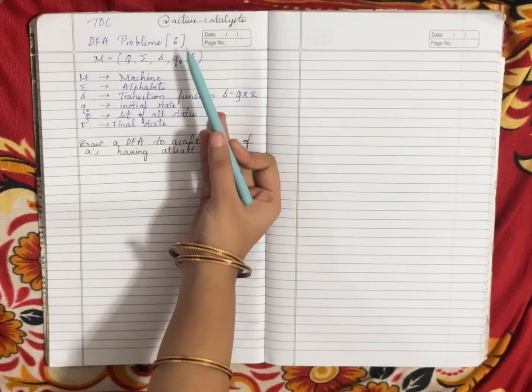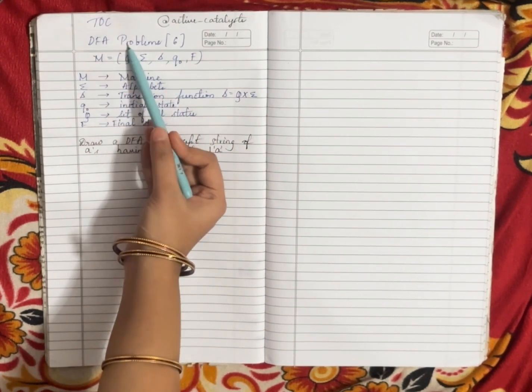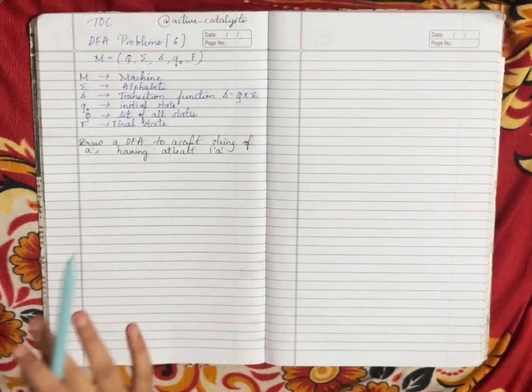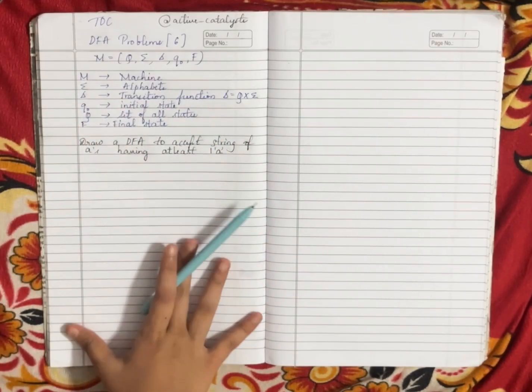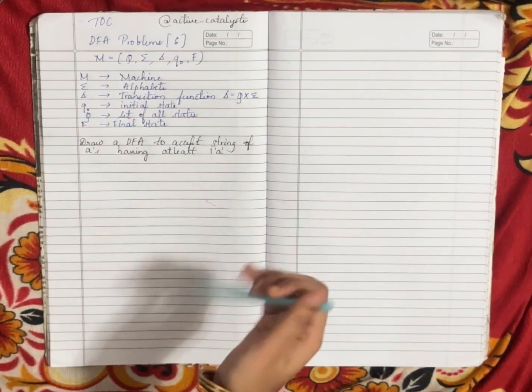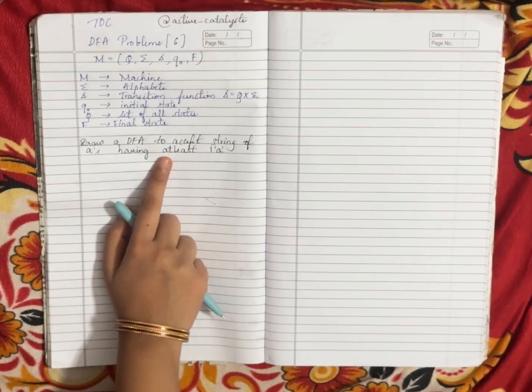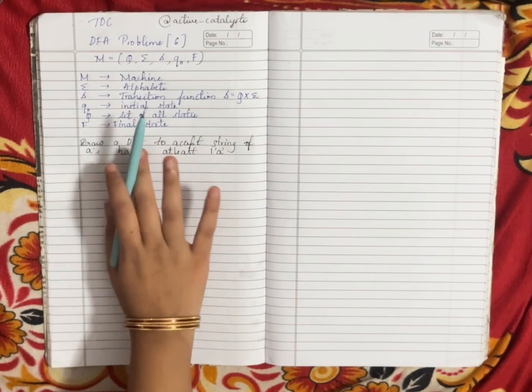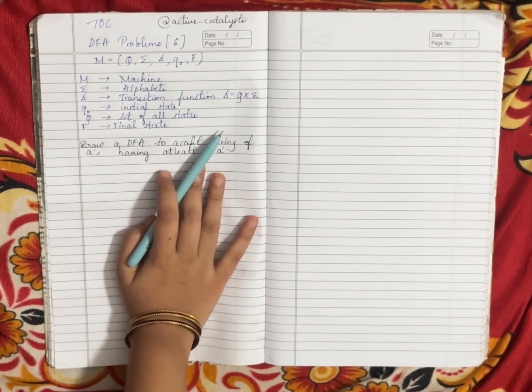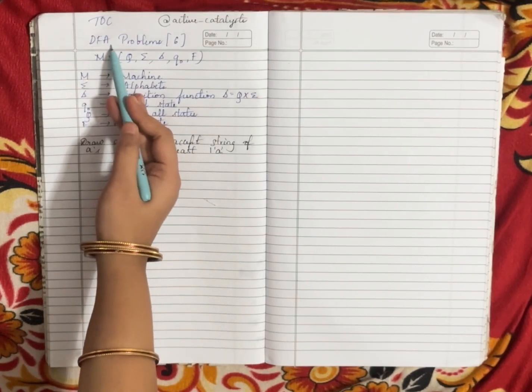Okay, so I have written 6 because in DFA itself there are 6 varieties of problems. So all 6, whatever examples are given in the VTU prescribed textbook, all of those we will be solving in this video. Okay, and remember DFA is the easiest concept.